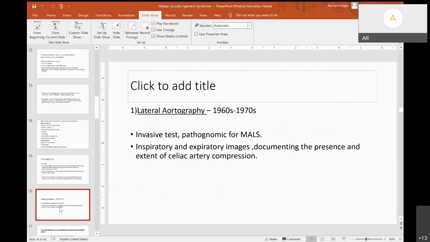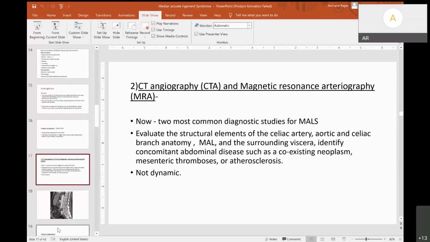Based on this, initially in the 1960s and 1970s, the pathognomonic test, which is an invasive test, was lateral aortography. This was done in inspiratory and expiratory images, and it documents the presence and extent of the celiac artery compression. Because it is invasive, it is not used nowadays. The two most common diagnostic studies for median arcuate ligament syndrome are CT angiography and magnetic resonance angiography, which evaluate this.